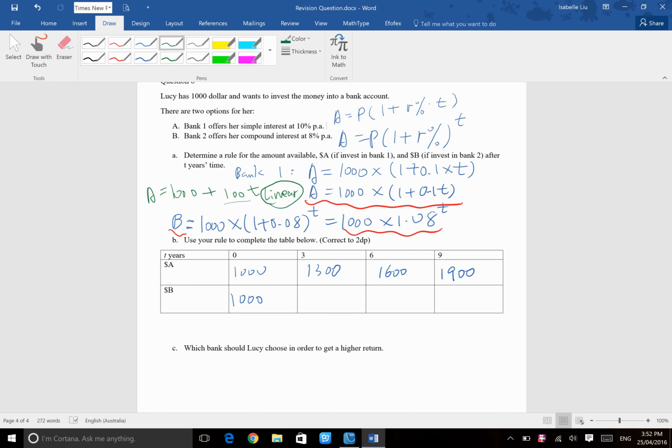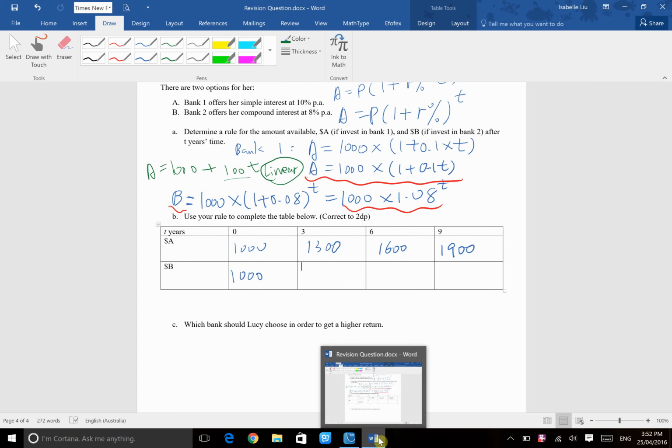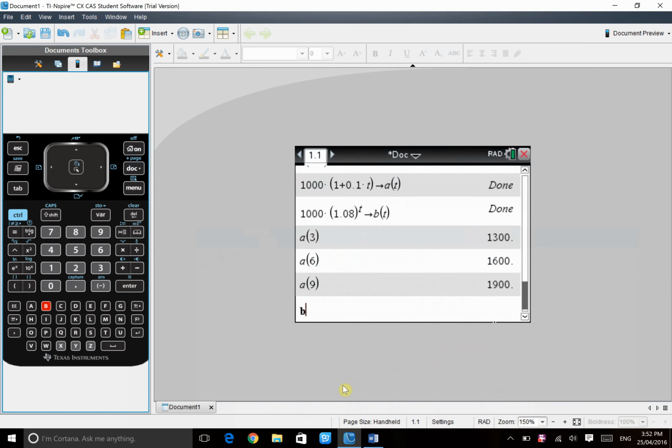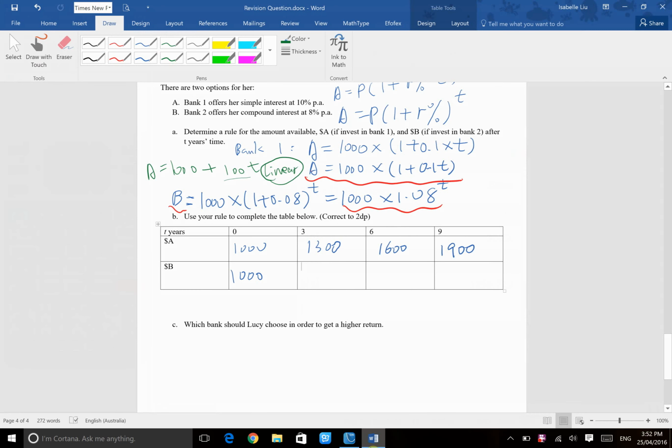So we have the correct answer here. If it's simple interest, you will have a linear increasing formula. But for bank B, it will be exponentially increasing, exponential growth. So let's have a look at B3. B3 is 1259.71.